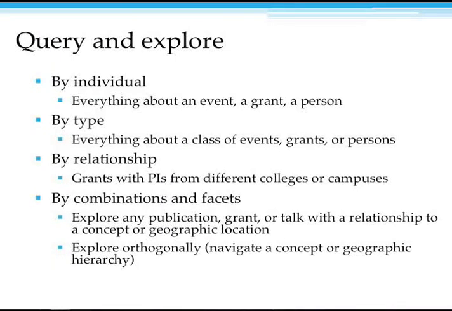So once you have all this information available, you can then query and explore it. You can explore it by those individual objects, so you can look at everything about an event, a grant, a person, and the system will allow you to display information that way. You can look at things by type, so a class of events, or by a specific relationship. So you can look for grants with PIs that come from different colleges within the institution and just pull out those kinds of grants. And by various other combinations and facets, exploring by publication and co-authorship, by grant, co-PI, and geographic, many different cuts and explorations across the information.